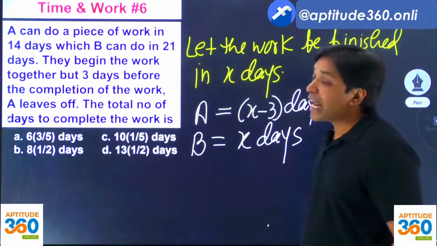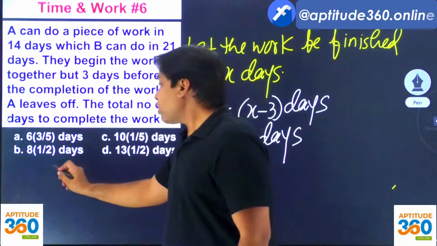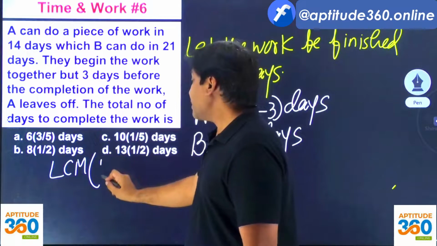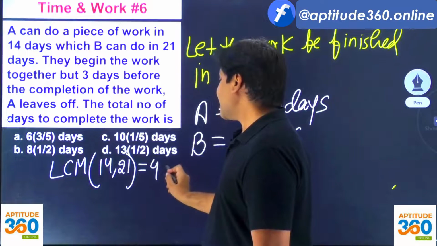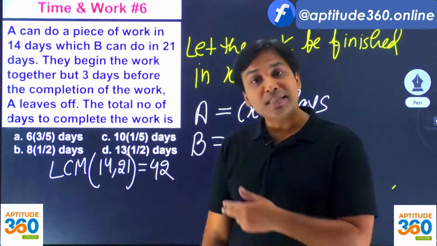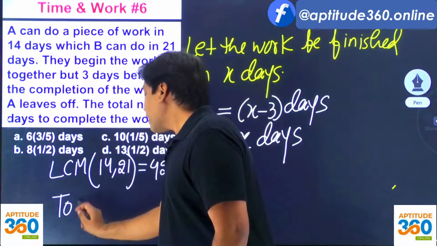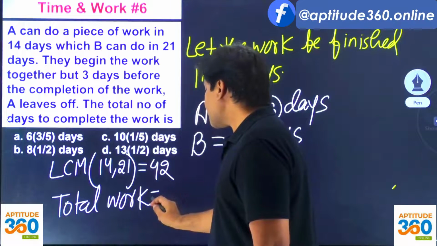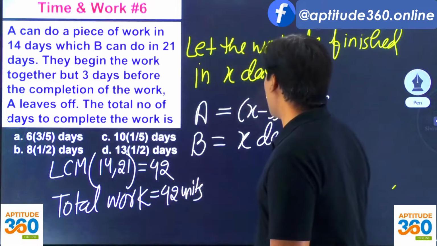Now, can we take the assistance from LCM method? Yes. What I should do, I should be taking LCM of these two values, 14 and 21, which comes out as 42, isn't it? 42 LCM बनेगा. अब आप क्या करोगे? आप इसी को बोल दो आपका हो गया total work. Total work you should take as 42 units. ठीक है जी.